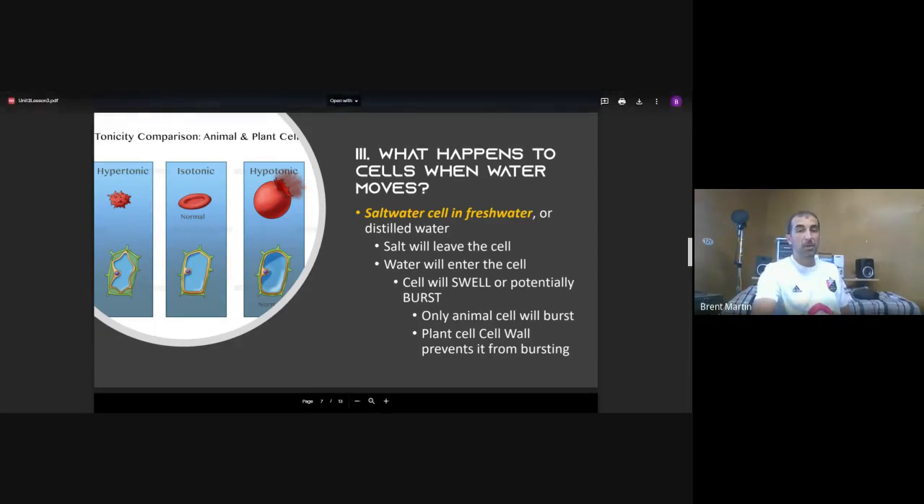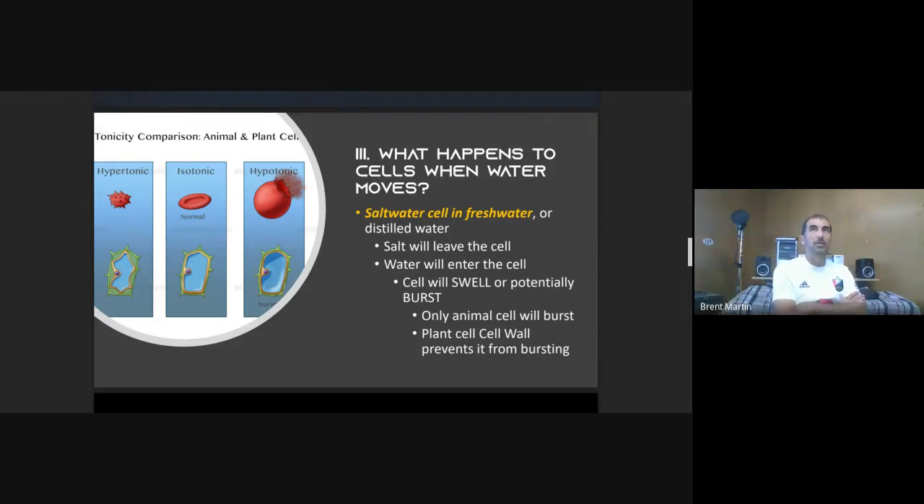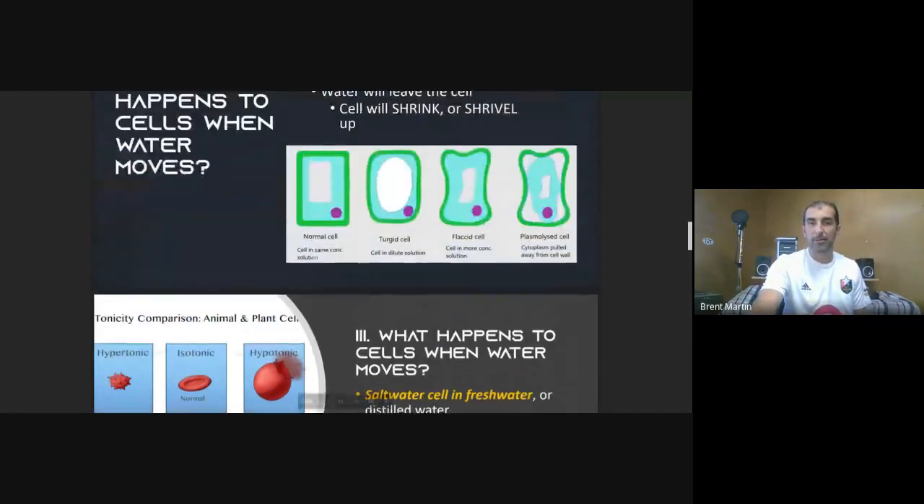But you do need to remember only an animal cell can burst. Plant cells will not burst because they have a cell wall, which is this outer extra layer that prevents them from bursting. Right. And that would be bad, because if your red blood cells burst, your red blood cells actually carry oxygen throughout your body. And if your red blood cells burst, then you would not be able to carry oxygen to all of the places that you needed it. And I don't know, that could be a problem. I think y'all know at this point that would be a major problem.